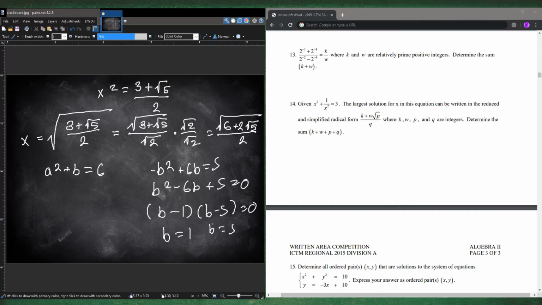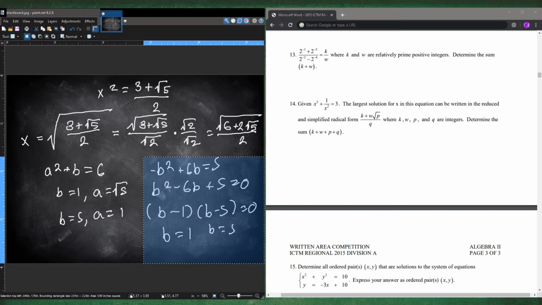So it doesn't matter which one's which, because technically it's all gonna come back the same. So if b is 1, we'll plug it back here. That means a is equal to square root 5. It could be plus or minus square root 5, but since you want the bigger number, you're gonna make it positive. And if b is equal to 5, so 6 minus 5 is 1, and then square root 1 is just 1. So they basically interchanged.